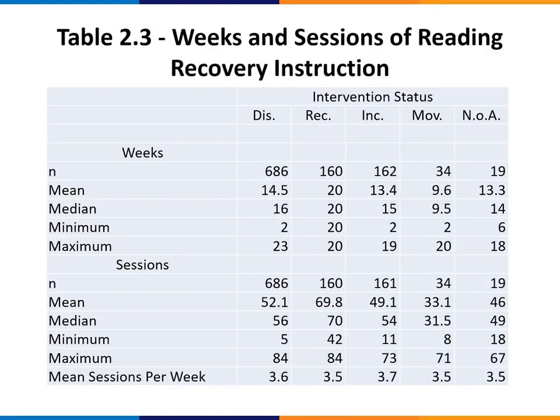Here is an example of table 2.3, weeks and sessions of Reading Recovery instruction. The first few rows here are data about weeks. The last few rows are data about sessions. And then we have one column for our discontinued children, recommended children, our incomplete children, our moved children, and our none of above children. In statistics, the letter N is used to represent how many kids were used in this calculation.